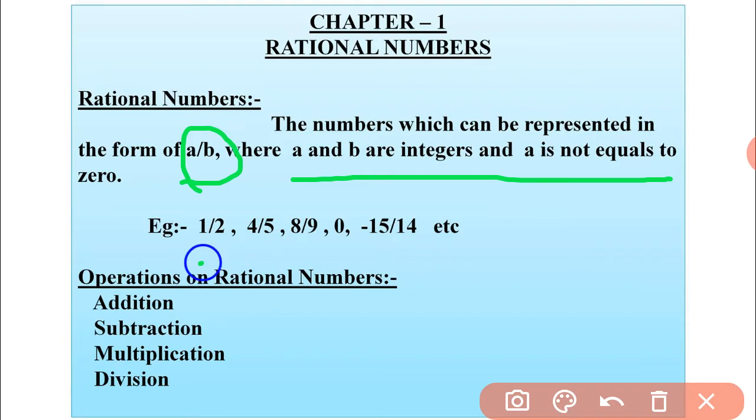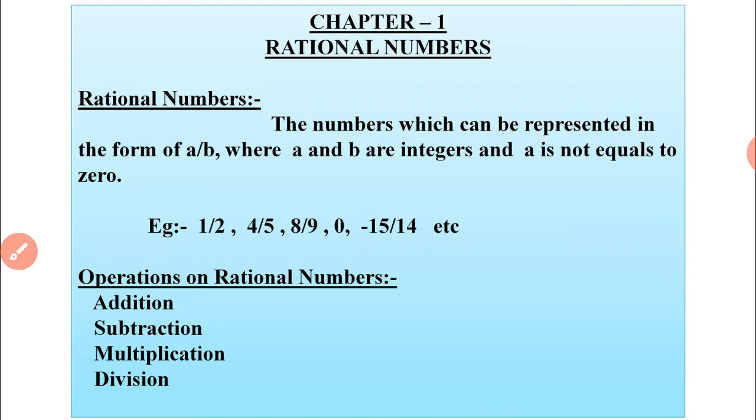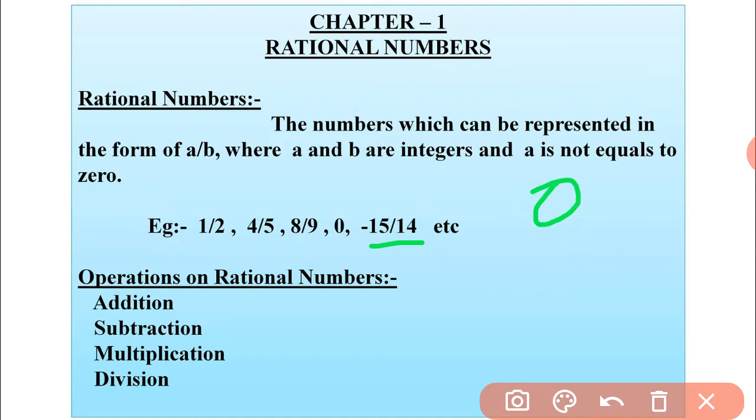For example, 1 upon 2, 4 upon 5, 8 upon 9, 0, minus 15 upon 14, etc. Integers can also be negative, so we can take negative numbers also. Here minus 15 upon 14 is also a type of rational number. Here 0 is also a rational number, because 0 can be written as 0 upon 1, which is in the form of a upon b.